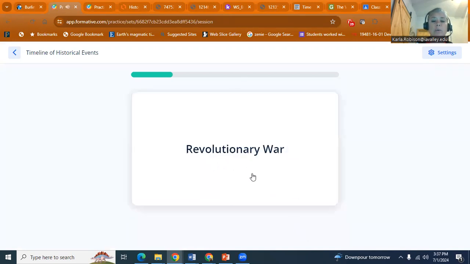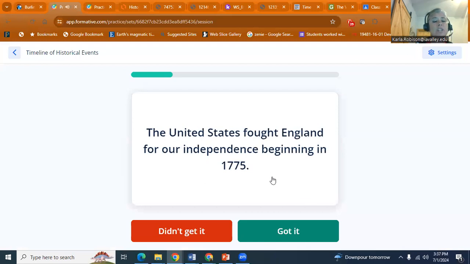The Revolutionary War. The Revolutionary War was the United States fighting for independence from England, and it began in 1775 with George Washington as general.